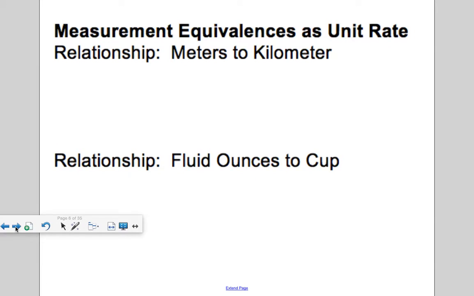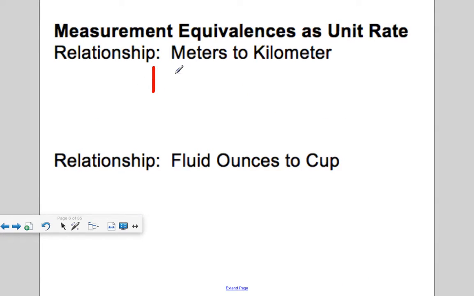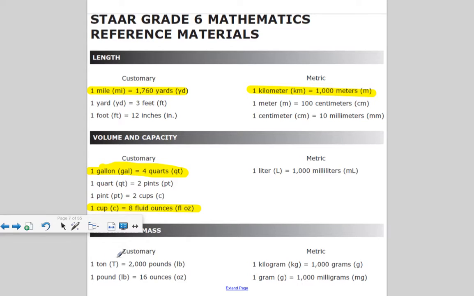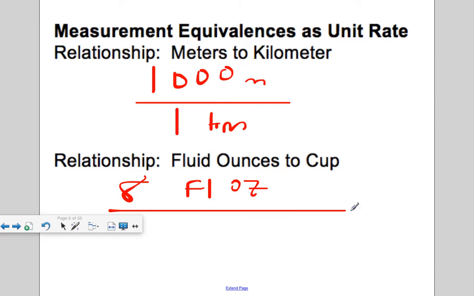What we're going to be talking about today is the equivalency of meters to kilometers. If you're given a mathematics chart such as this, can you find its equivalent? So meters and kilometers right there. Write it as a unit rate. There are 1,000 meters, which is the same as saying 1 kilometer. Fluid ounces in cups: 1 cup has 8 fluid ounces, so there are 8 fluid ounces for every 1 cup.